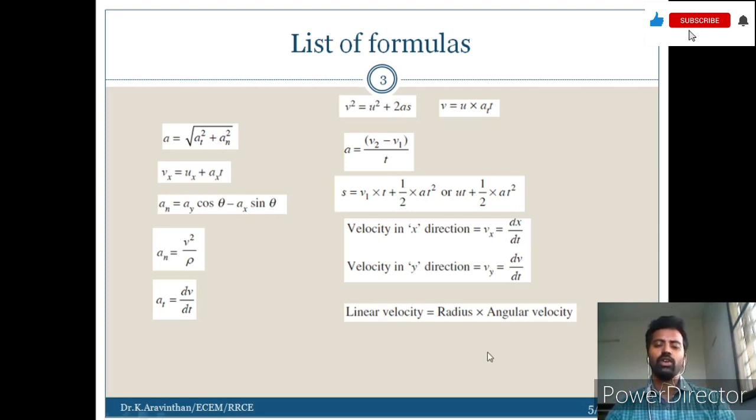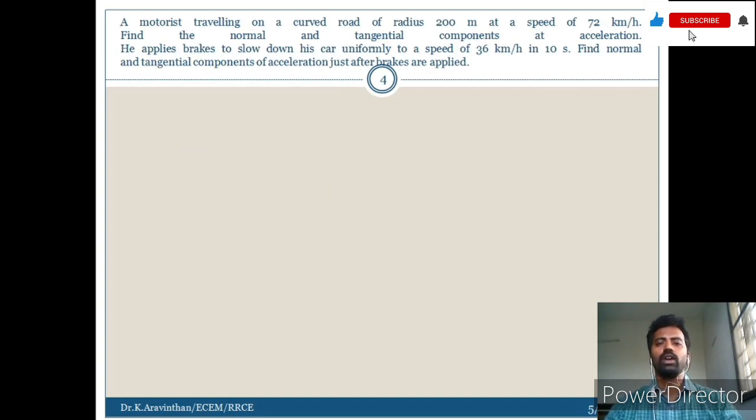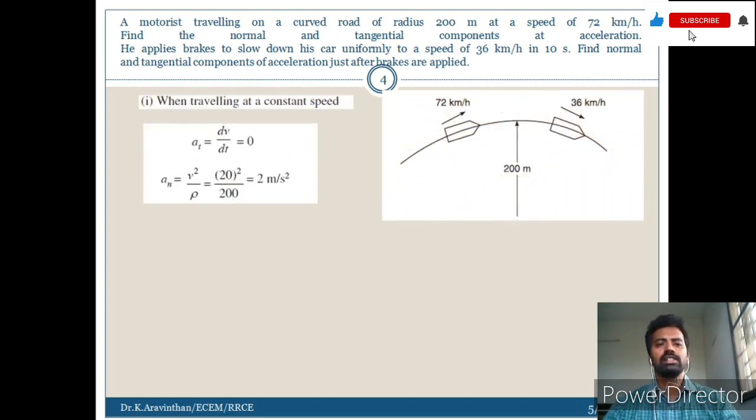And by using this formula, we can sort out a number of problems. So let us first discuss a problem. A motorist traveling on a curved road. If an object is moving in a curved path, then it is known as the curvilinear motion of an object. Here the object is a car which is moving at a speed of 72 km per hour at a radius.